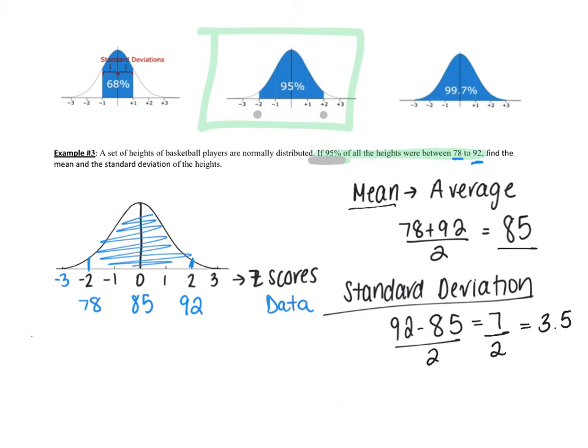The mean is 85 and the standard deviation is 3.5. We could test it out to see if it works. So if I have 85 here and I want to go 1 standard deviation, add 3.5 to that. And that value will give you 88.5. And take this 88.5 and add 3.5, and you should get 92. So that works. That's my standard deviation. Okay, let's try another problem.